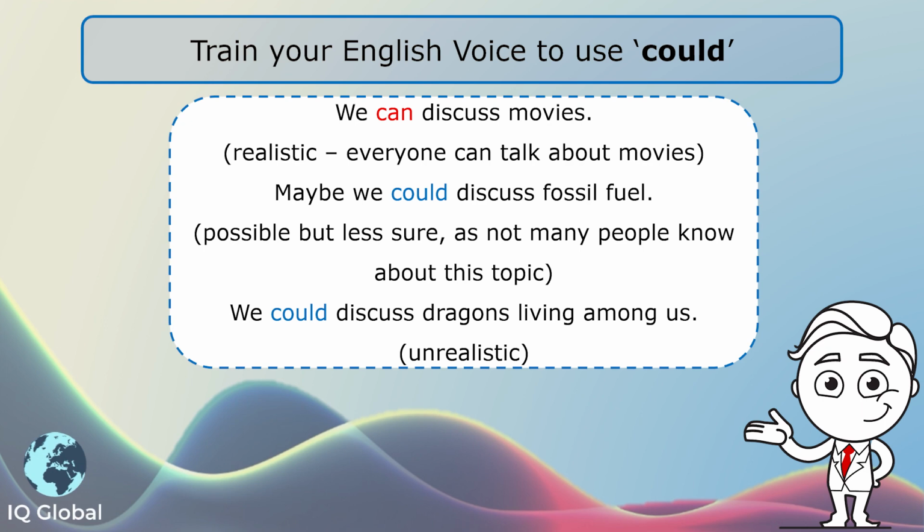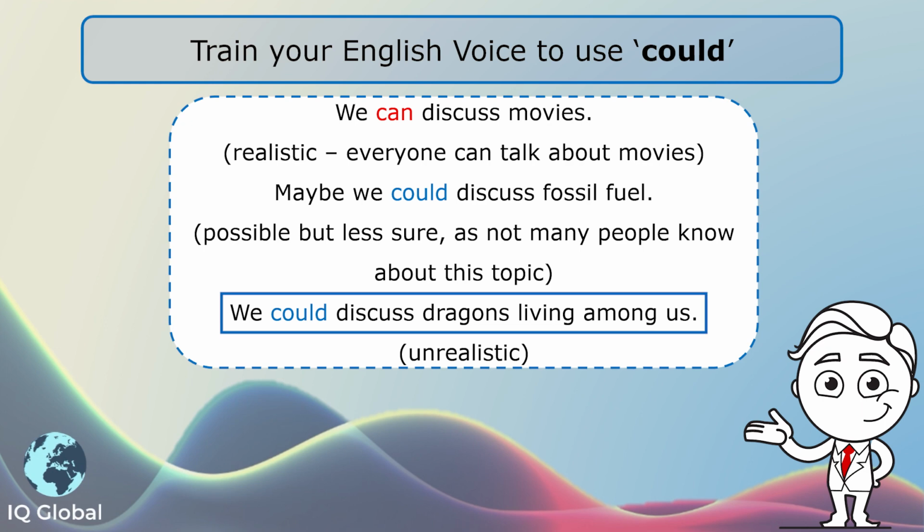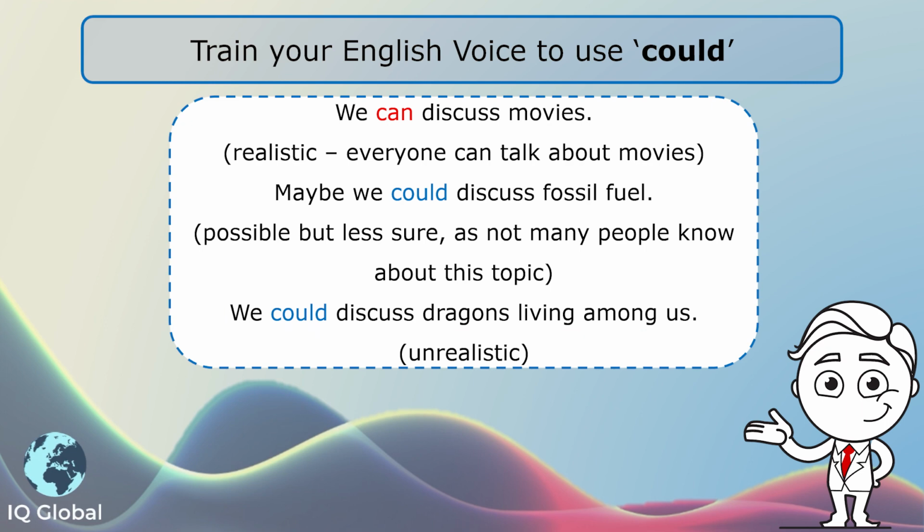Sentence 3. We could discuss dragons living among us. We use the word could in this suggestion because it is unrealistic. Dragons do not live among us, so it is an unrealistic suggestion.